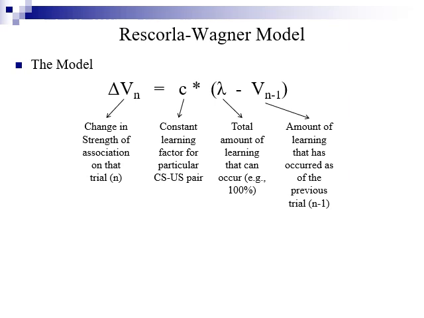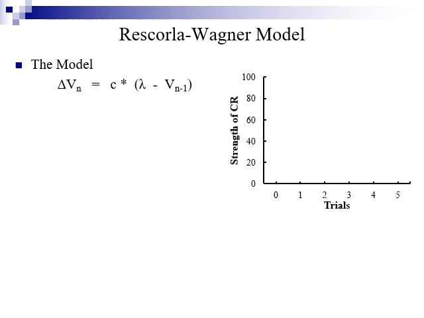So with that in mind, let's walk through the calculations. Here's how we do these calculations. As we go through, I think you'll see it's not quite as complicated as it might sound. Trial number 1, we're trying to solve for the change in Vn, right? We're trying to calculate how much learning has occurred on that trial. I'm using 0.5 as the C value, 100 for lambda because that represents the maximum amount of learning. As far as the amount of learning that has occurred on previous trials, well, there was no previous trial, so 0 is the amount of learning that has occurred up to this point.